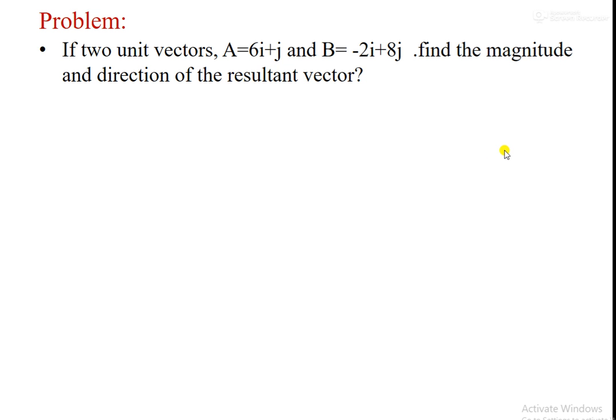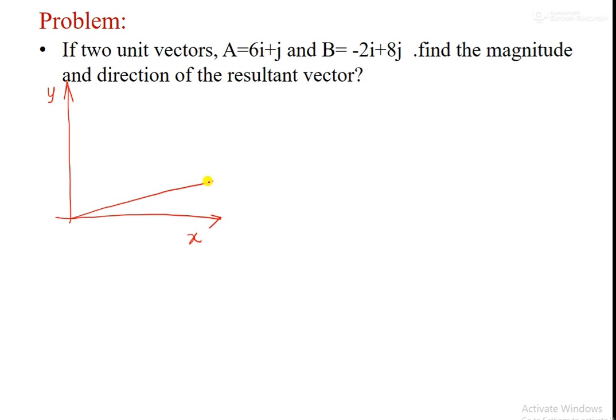Now we are doing a problem based on this resolution or components of vectors. The problem is: if two vectors A is equal to 6i plus j and B is equal to minus 2i plus 8j, what are the magnitude and direction of the resultant vector? So here we have two vectors. Suppose this is the coordinate plane, x and y.